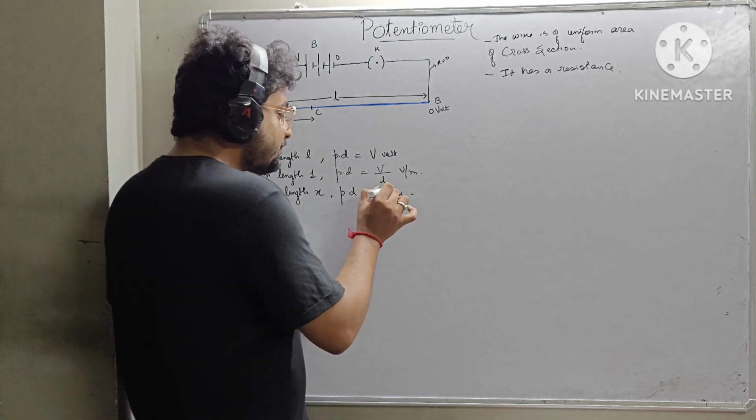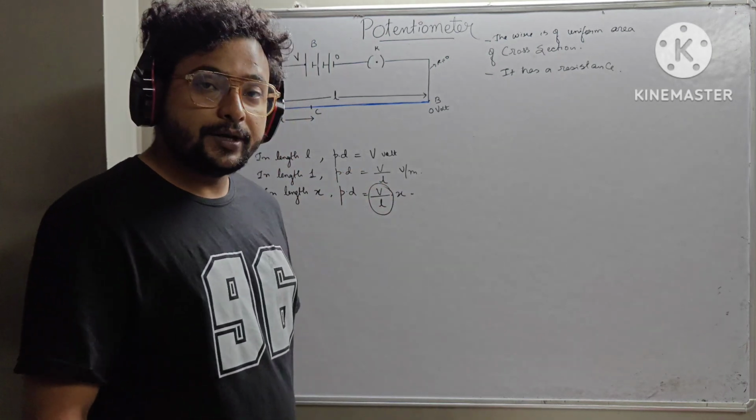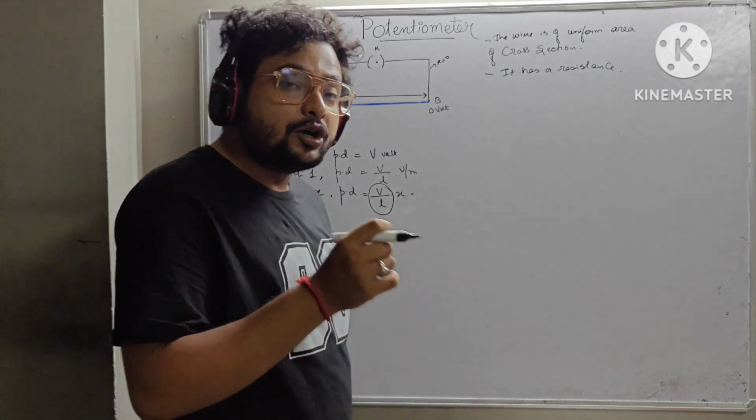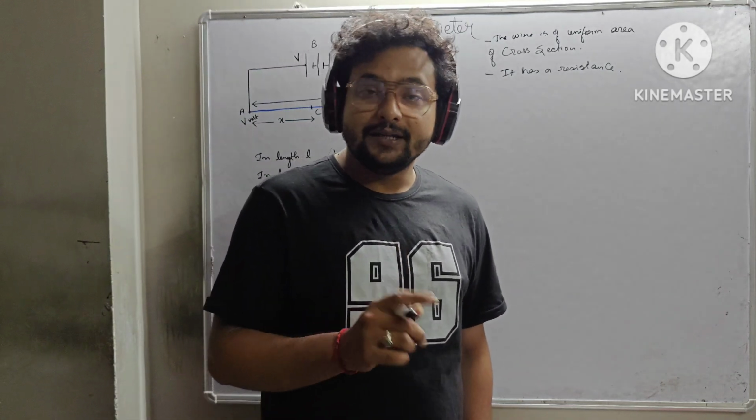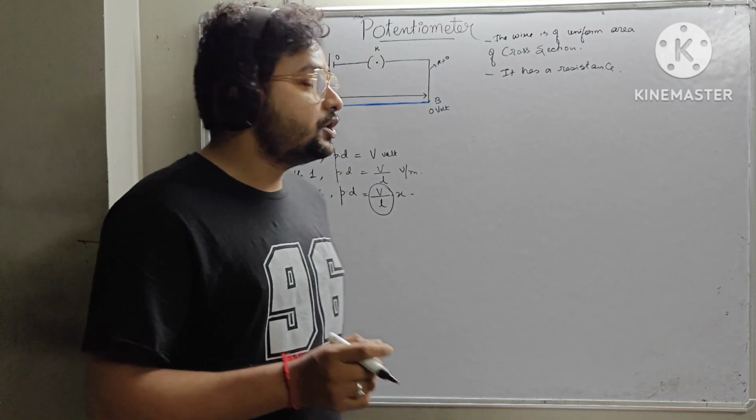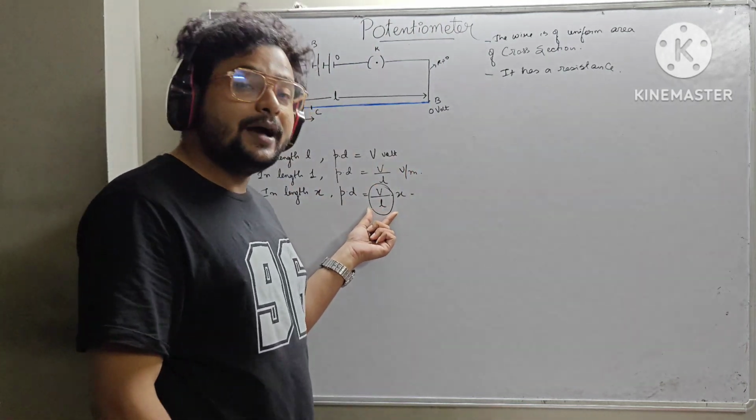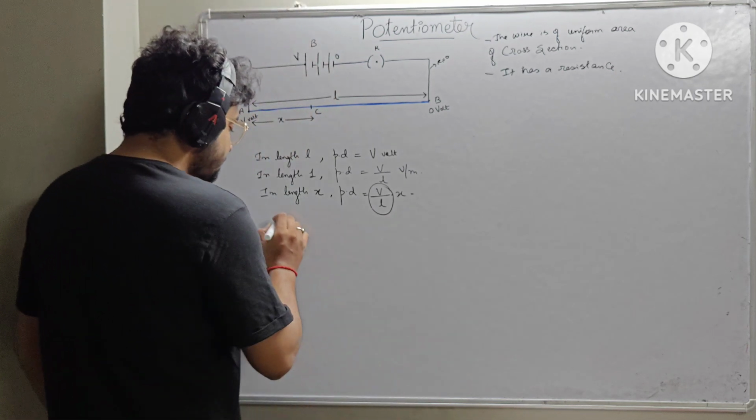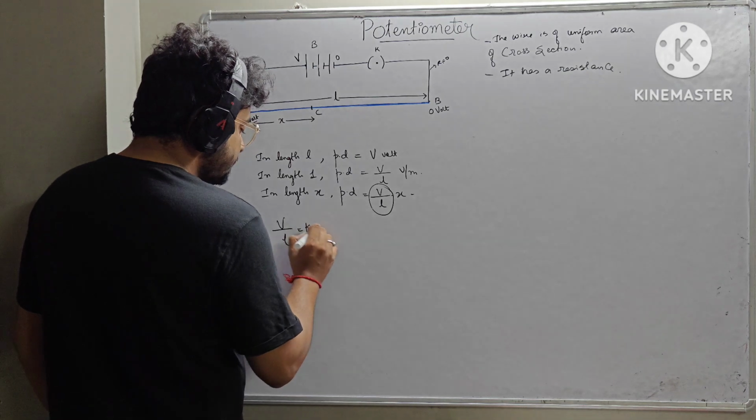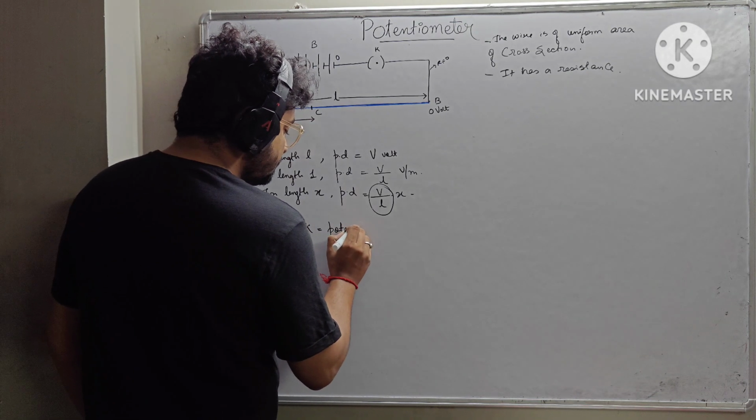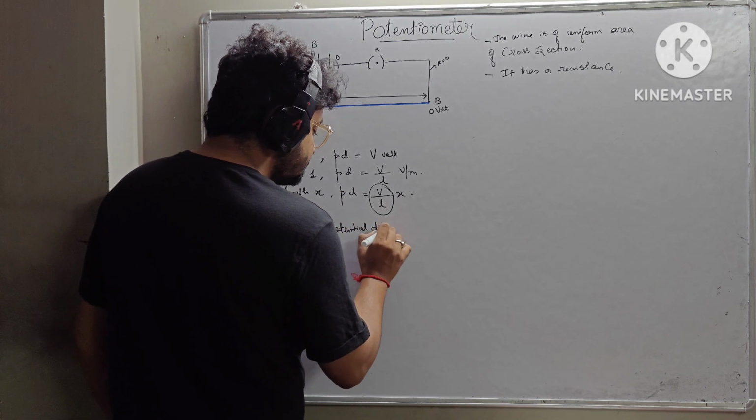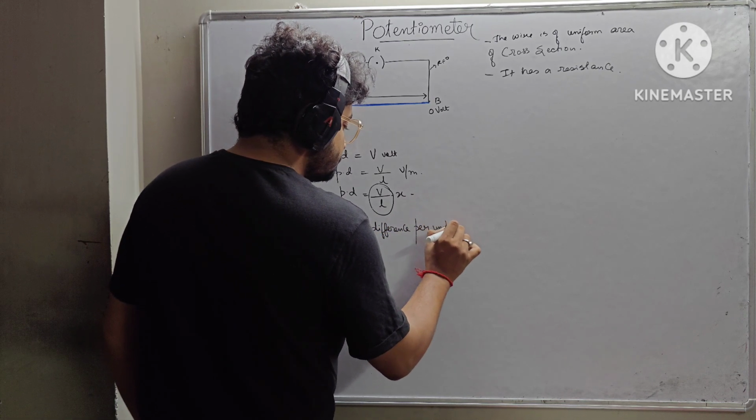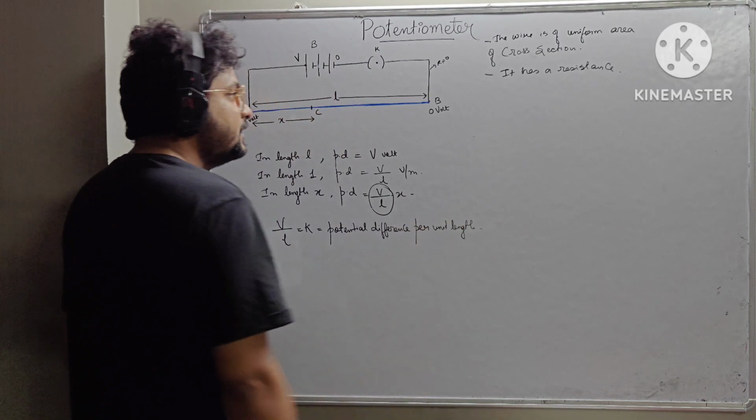Okay, now what is this V by L? This V by L is very important. You see, V by L is how much the potential is going to drop in unit length. Now for this particular wire, this V by L is constant. Here I am writing V by L, it is a constant. It is known as potential difference per unit length. Potential difference per unit length.